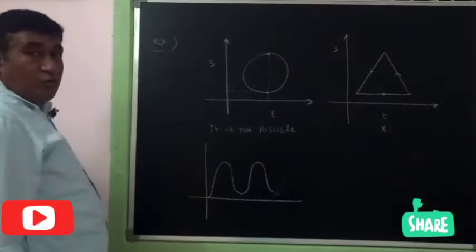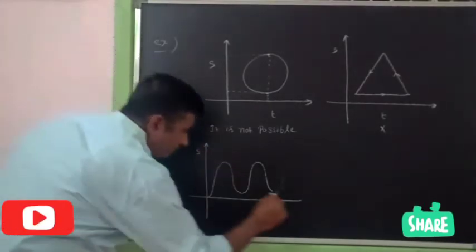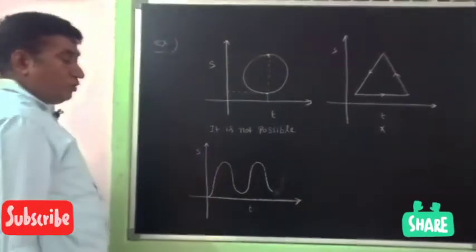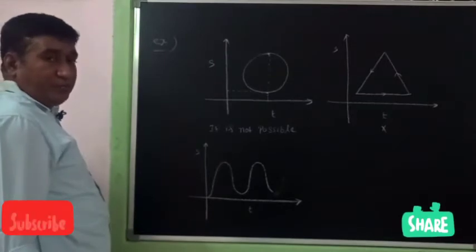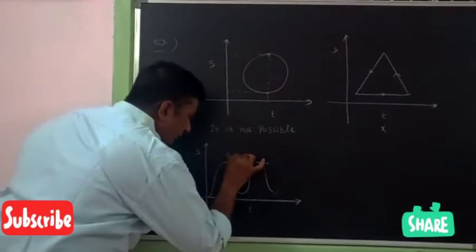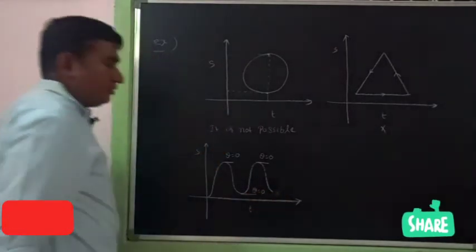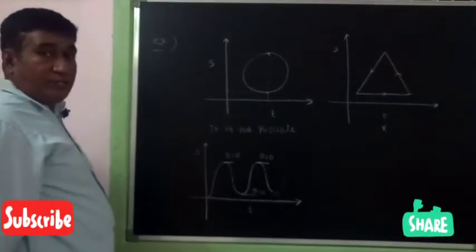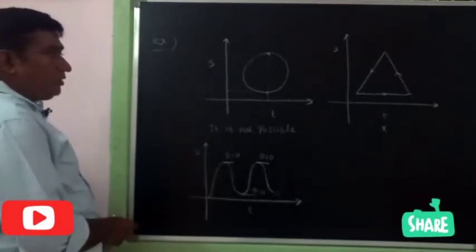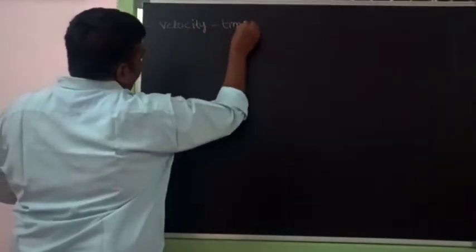Can you tell how many times the velocity becomes 0? This is a displacement and time graph. How many times will the velocity be equal to 0 here? Why? Because here theta is equal to 0, which is parallel to the x-axis. So how many times? There is a possibility of 3 times. So these are some examples related to displacement-time graphs. Next one is based on the velocity-time graph.